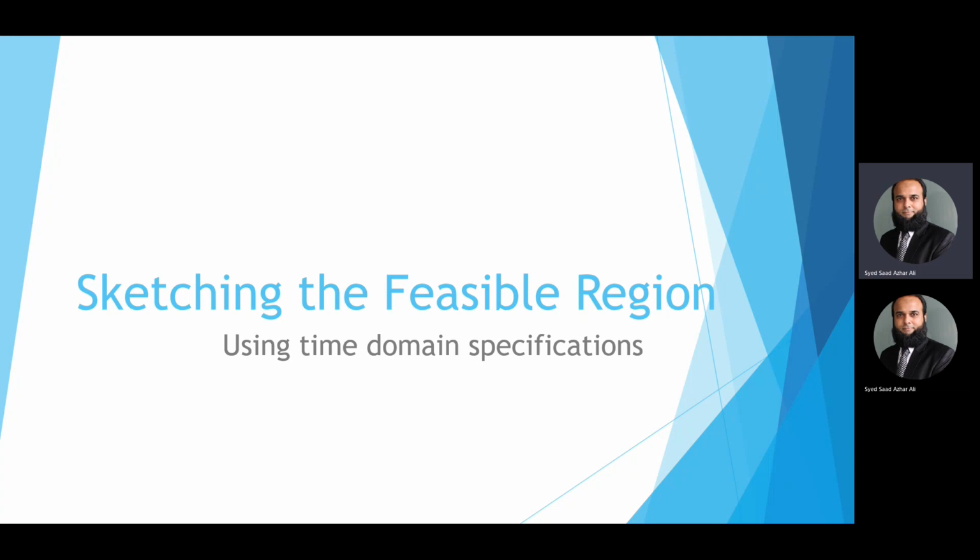All right, so this session is about sketching the feasible region. I will keep it quick and short. Sketching the feasible region means that we have some time domain specifications, which are peak time, settling time, percentage overshoot, and omega n. Using this, we can define a region of the S plane which will satisfy all these conditions. I'll tell you in a while what it means.